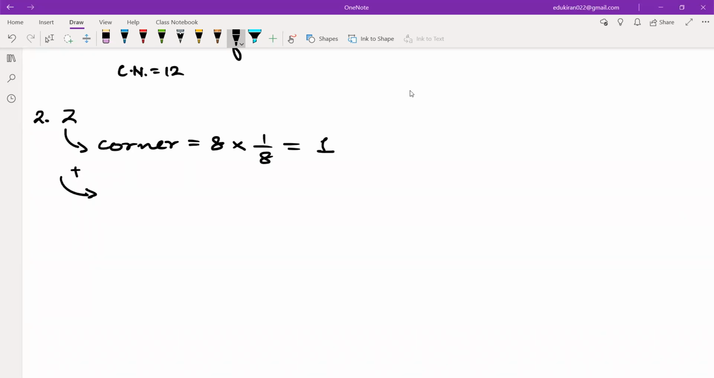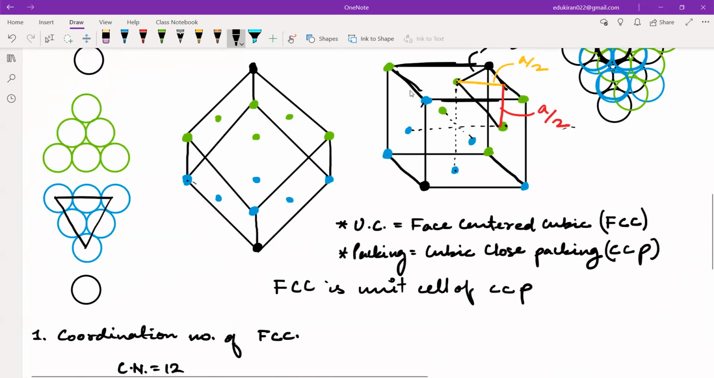Plus we have another, which is the face center. How many atoms are there in the face center, guys? 6. 6. Very good, Aisha.